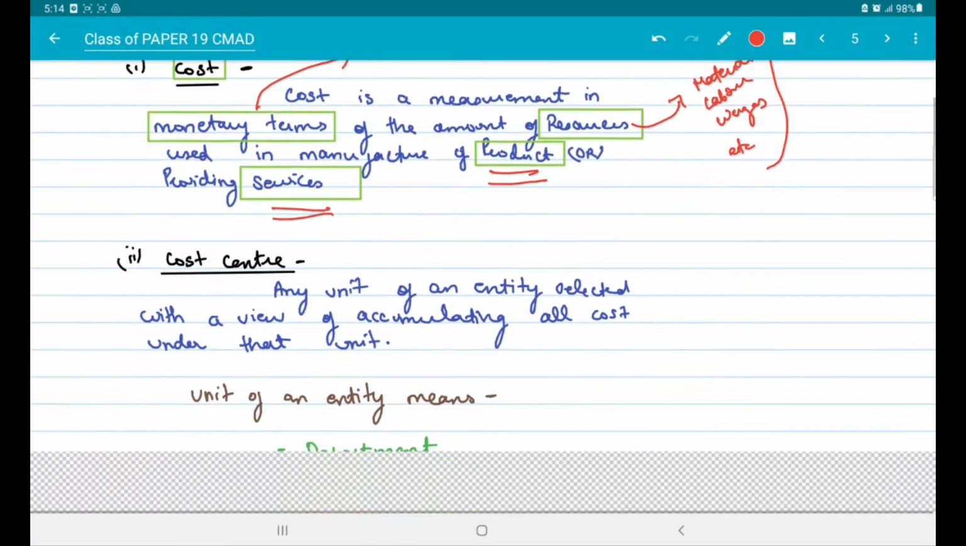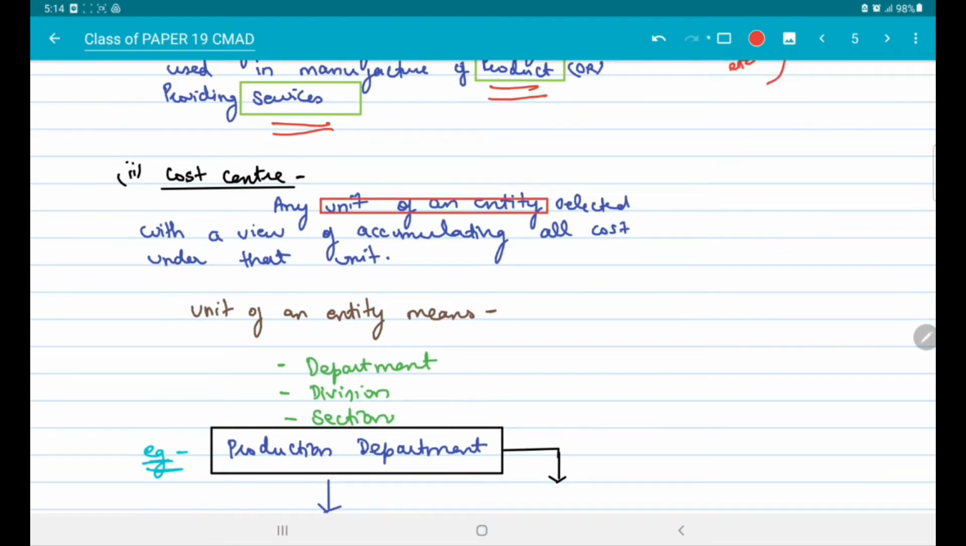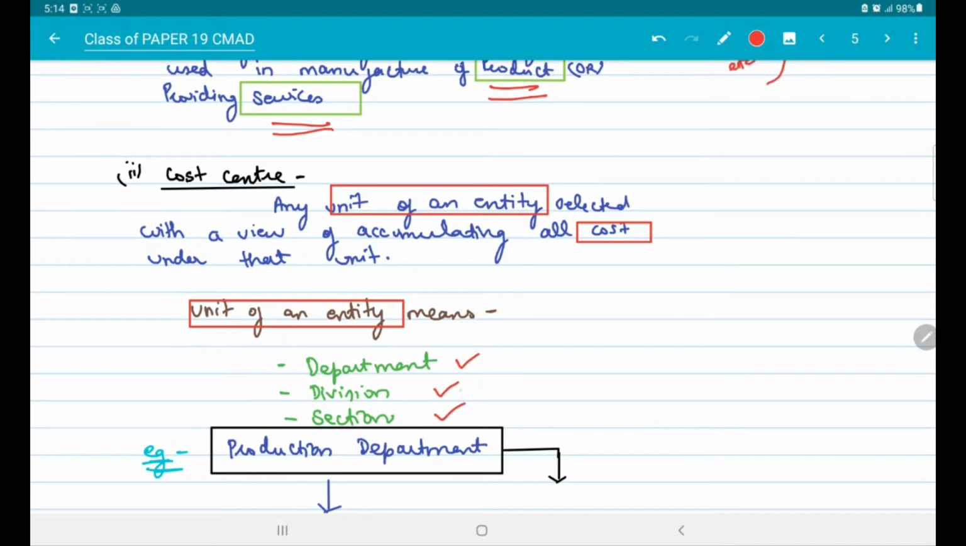Then what is a cost center? A cost center is any unit of an entity selected with a view to accumulate all costs under that unit. Unit of an entity means department, division, section. Here department means sales department, production department.